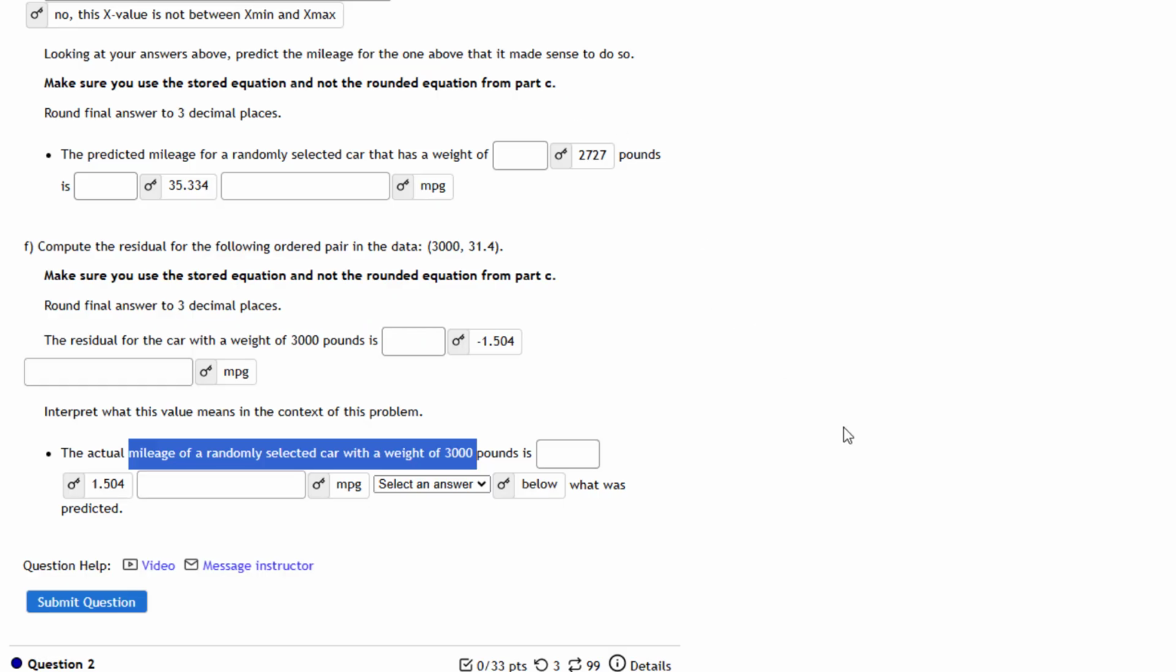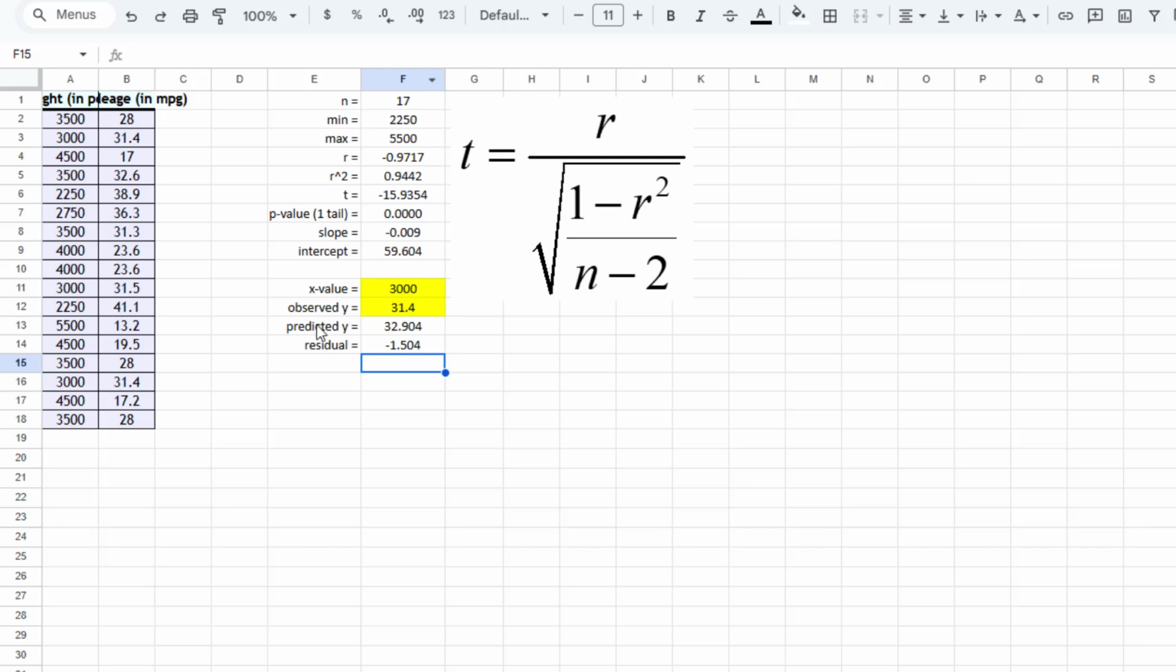And that's pretty much everything we need to know for regression. It's pretty simple if we just use these simple little functions in Google Sheets. The only thing we really have to do is compute our t-value if we're going to do the hypothesis test portion of these types of questions, which we didn't see in this one, but we've seen in other examples.